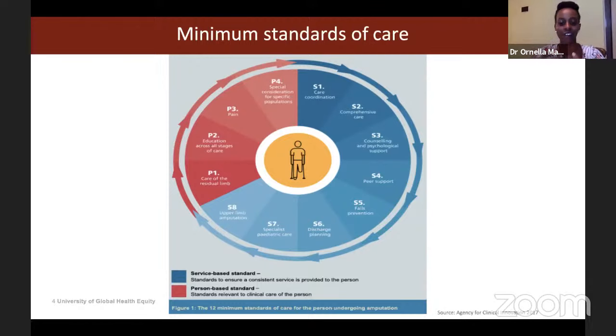Ideally, this is how everything should be done. There is an interdisciplinary collaboration, but also we involve the patient. We provide him counseling and psychological support. These people go through a lot, so they need counseling and to be psychologically supported throughout this process.